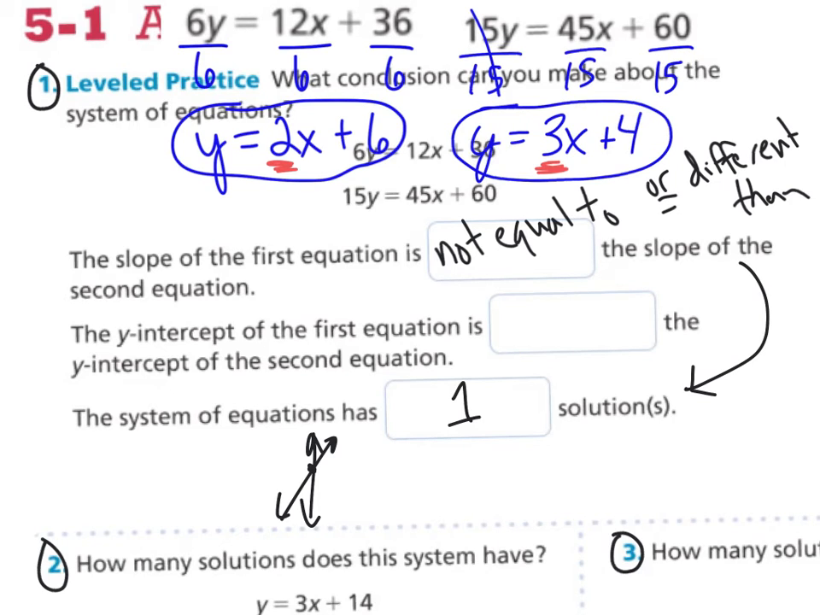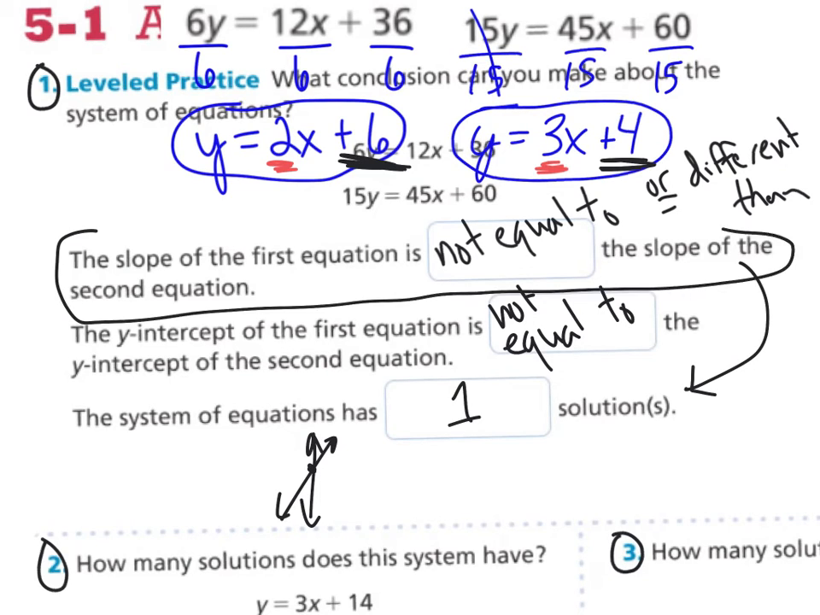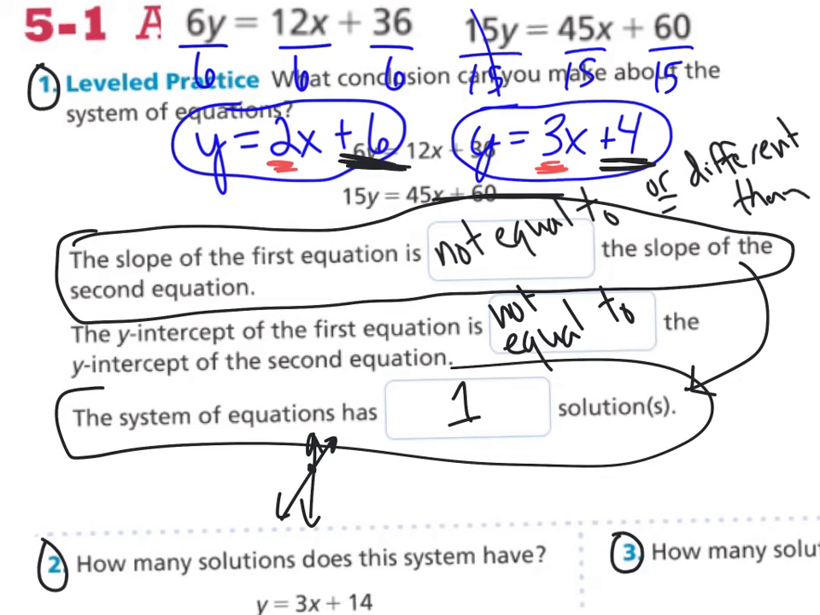So just because they have it here, we will look at the y-intercepts. Like I said, y-intercept of the first equation is 6. Y-intercept of the second equation is 4. And so these are not equal. Y-intercept of the first equation is not equal to the y-intercept of the second equation. But like I said, normally our thought process is going to be the slopes are not equal, we have one solution, and we're done with that problem.